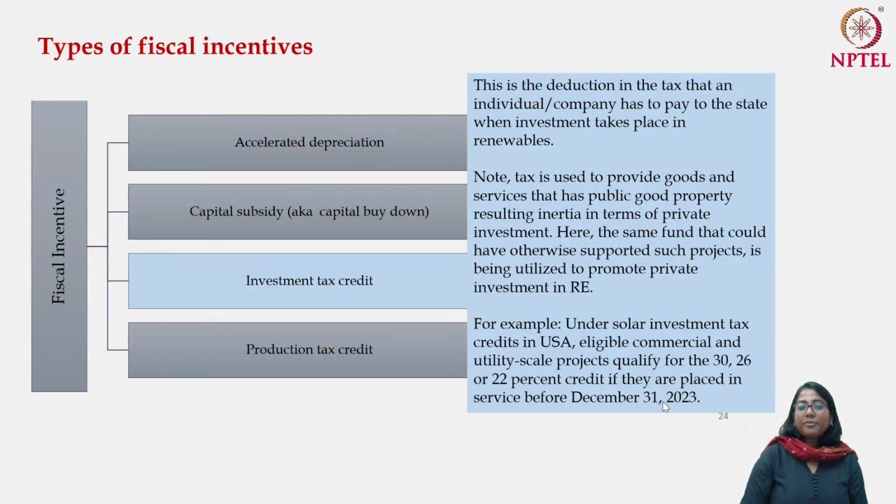So one example: in India, we don't have many investment tax credits in place. The most prominent one is actually in the US. This is the solar investment tax credit in the United States of America, where eligible commercial and utility scale projects qualify for a 30%, 26% or 22% credit if they are placed in service before a stipulated time period. So for the current cycle, they have to be placed in service before December 31, 2023, and if they can do that, they'll get the tax credit of 30%, 26% or 22%. So what we can see is that the capital subsidy and the investment tax credits are designed in a manner so that the investors are more inclined to invest in renewable energy projects.